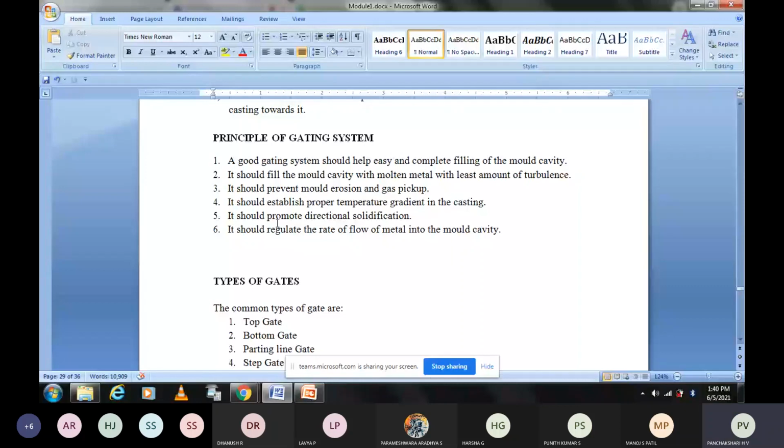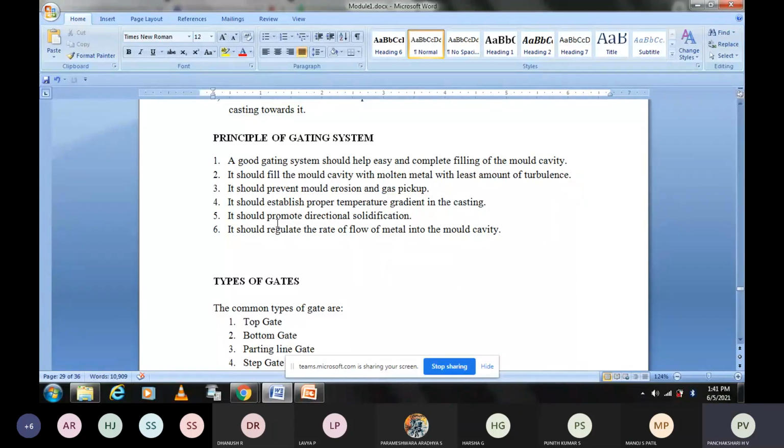It should be laminar flow. Laminar flow means, just like if you pour some castor oil on a surface, how exactly it slowly flows. That is laminar flow. And water flowing in a channel with high speed, that is turbulent flow. If it is turbulent flow, it creates a lot of problems, a lot of defects. Therefore, it has to be laminar flow. In that way, it has to be designed properly. It should prevent mold erosion. If turbulence is not there, erosion will not be there.